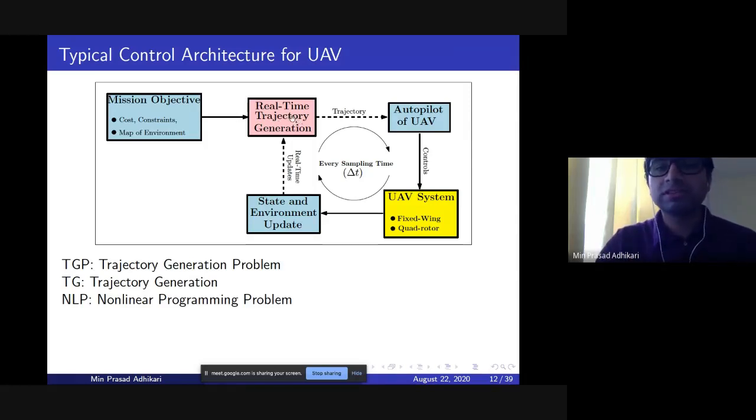So you have everything mathematically defined and kept inside, defined as a trajectory generation problem. Once the trajectory is generated, you send that to the autopilot, and the autopilot will do a low-level control loop, almost all the time going from the autopilot to the UAV's control system, the servo motors, and the ESCs, the electronic speed controllers, which control the RPM of the motor. And then there are sensors that will update the state and also the environment information, and that will be updated back to this real-time trajectory generation block, and this has to happen real quick.